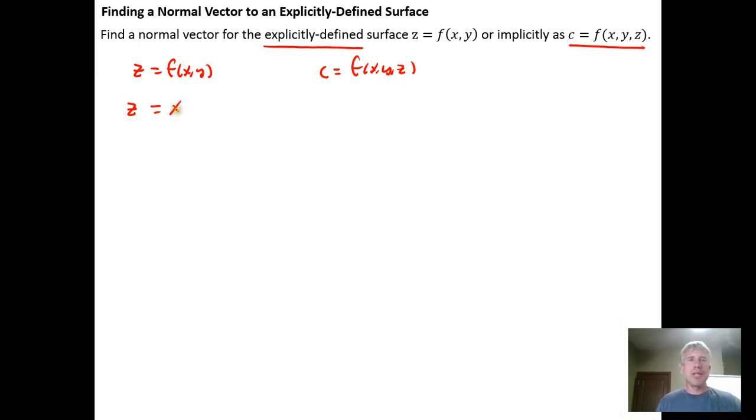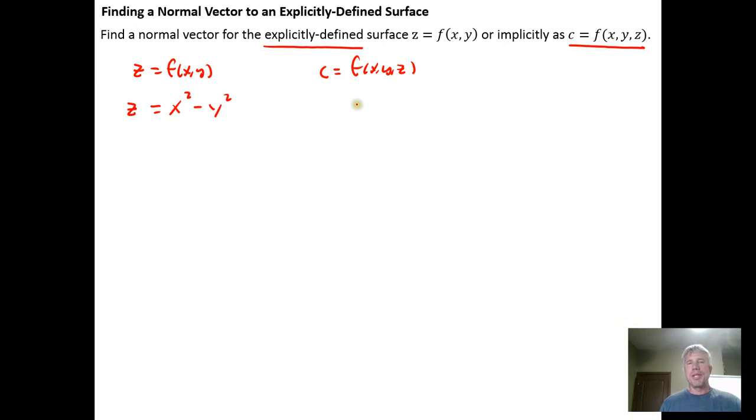the z. So for example, the surface z equals x squared minus y squared is explicit because we've been able to explicitly isolate z, and z doesn't show up anywhere on the right hand side, and on the left hand side it's to the first power. So we explicitly were able to solve for z. So that would be this case here.